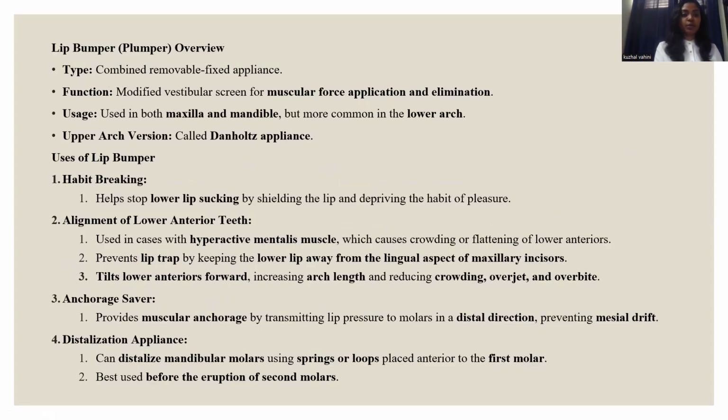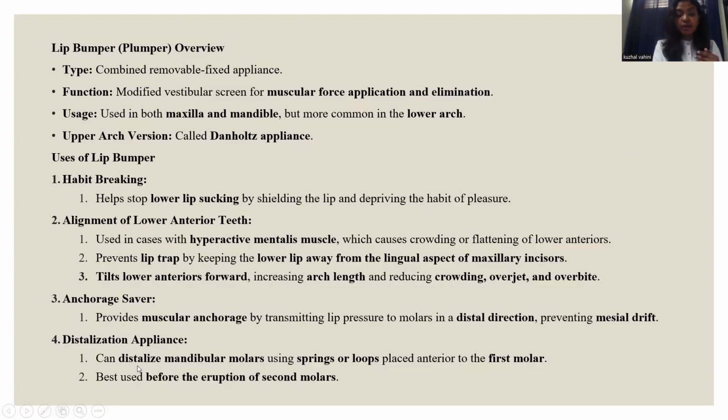Then we have an overview about the lip bumper. Again, these are modified vestibular screens for muscle force application and elimination. The upper arch version is called a Denholz appliance. The uses of the lip bumper are habit breaking. It helps in the alignment of lower anterior teeth, especially in cases of hyperactive mentalis. It prevents the lip trap and tilts the lower anteriors forward, increasing the arch length. It also acts as an anchorage saver. It provides muscle anchorage.